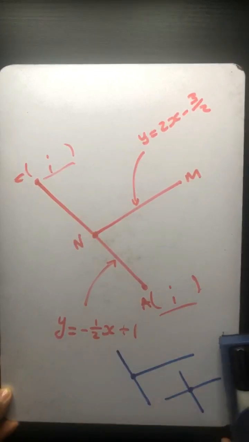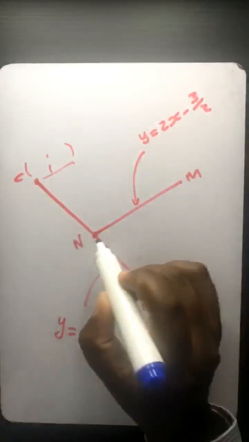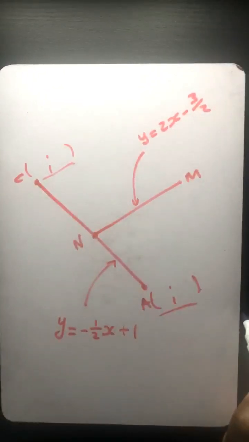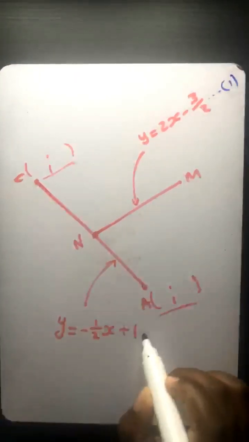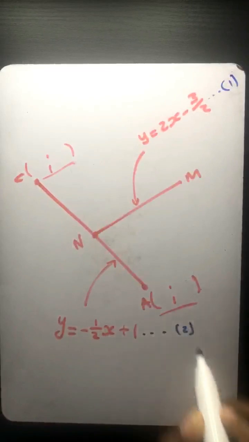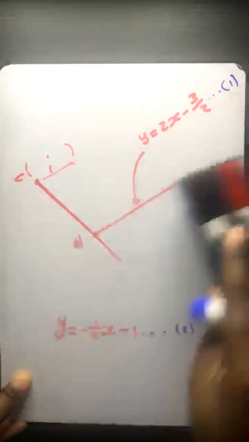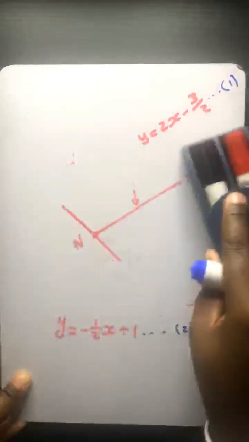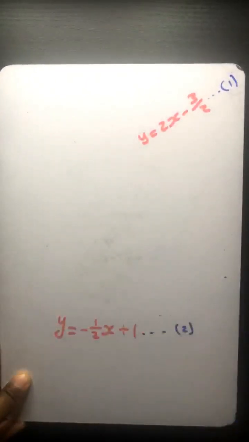So that means where the two lines meet or intersect, that's where you are going to say this is your equation number 1, this is your equation number 2. Then you simultaneously solve for those two equations. Let's maybe try to work it out so that you know how it is done.